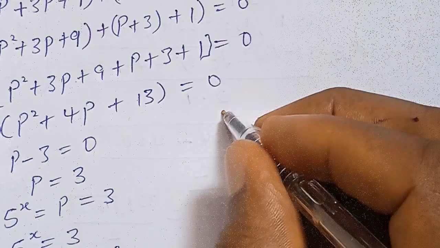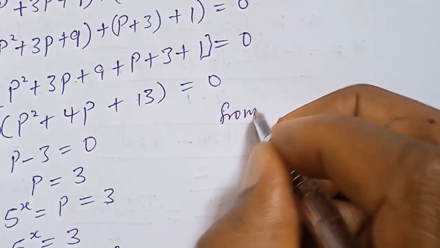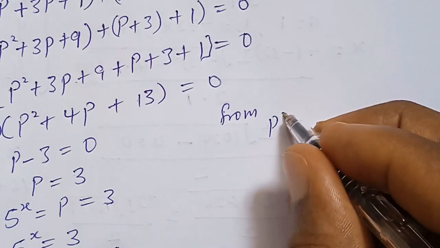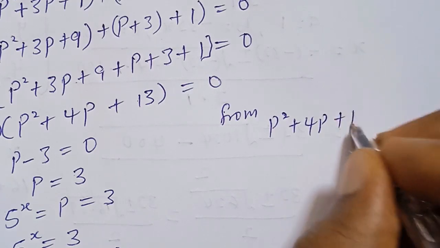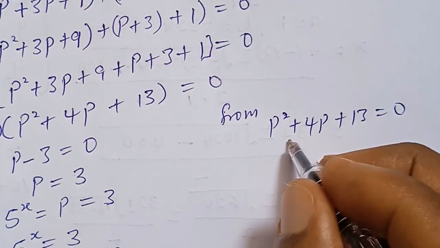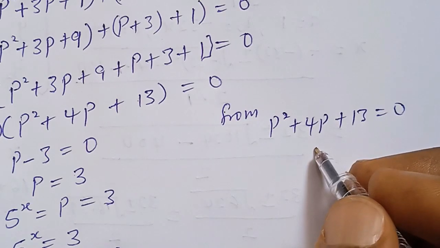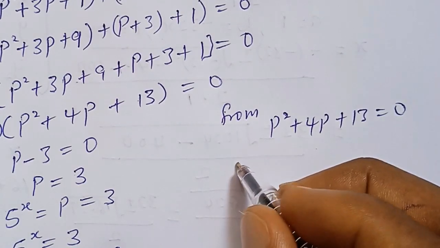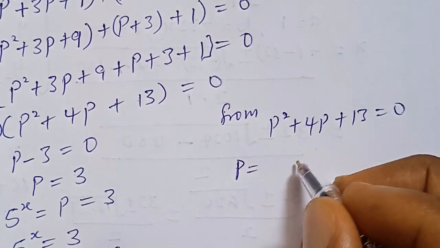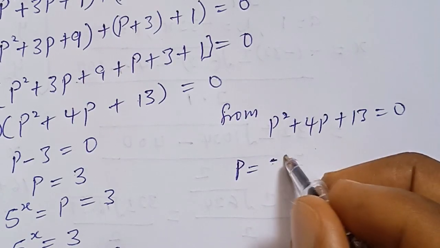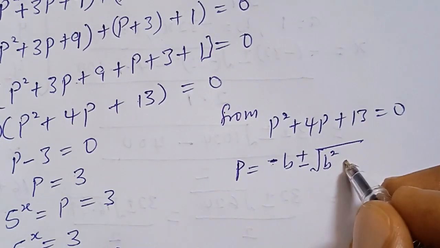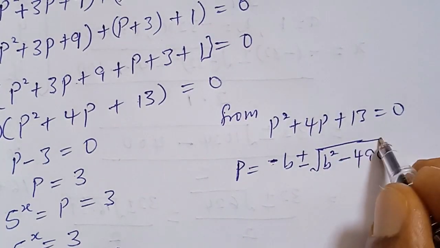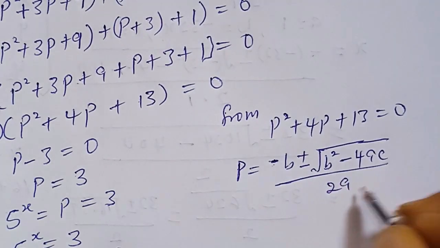So to do that, we have p raised to power 2 plus 4p plus 13 equals 0. This will be resolved using the quadratic formula. From the quadratic formula, we have that p equals minus b plus or minus the square root of b squared minus 4ac, over 2a.